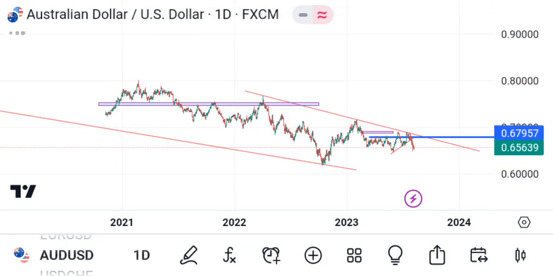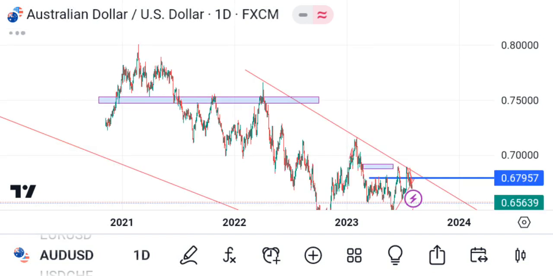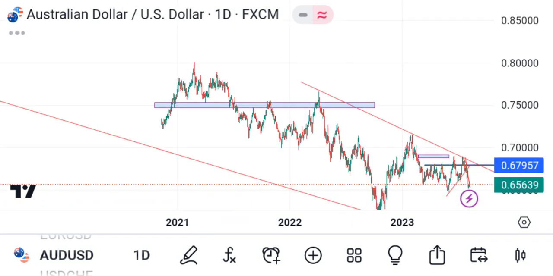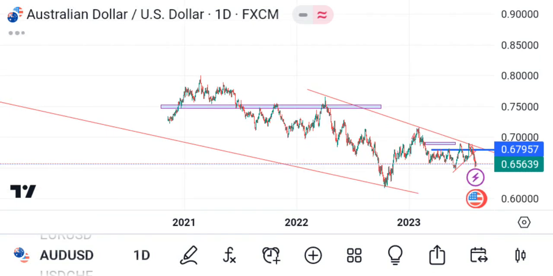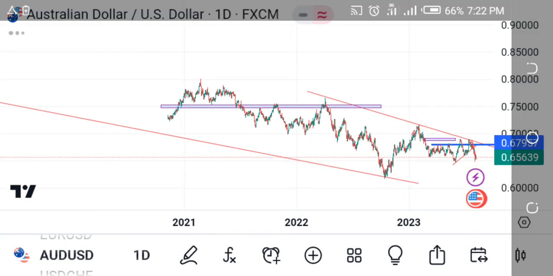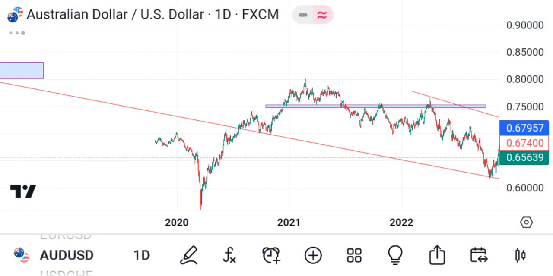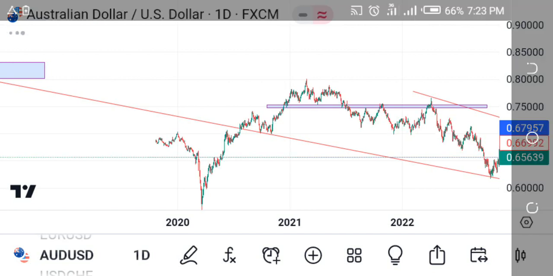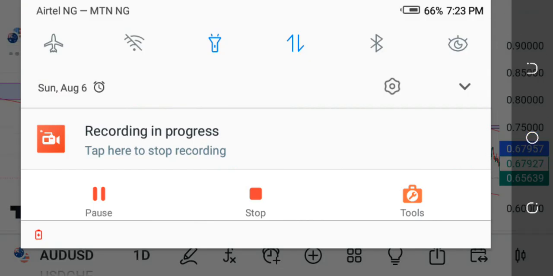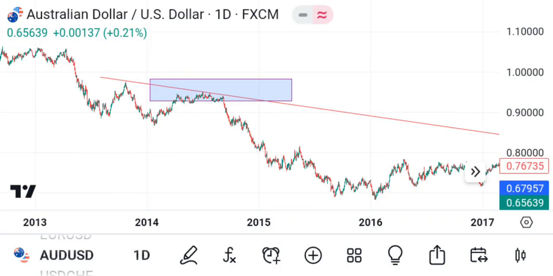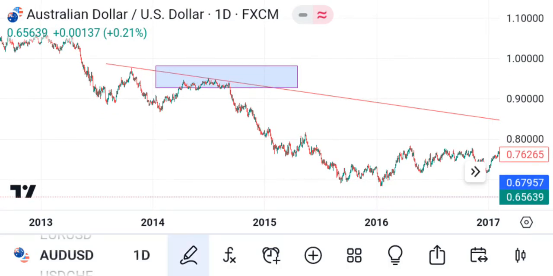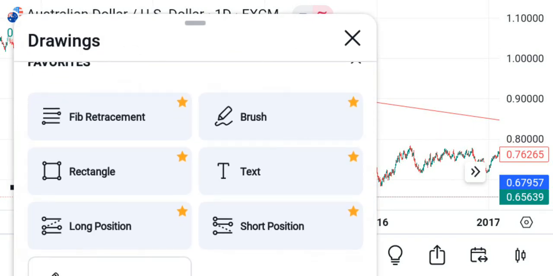I think these are the zones where the market respected. Let's go back. As you can see, this is the first major pullback before the market moved up. Now look closely here, you see something.